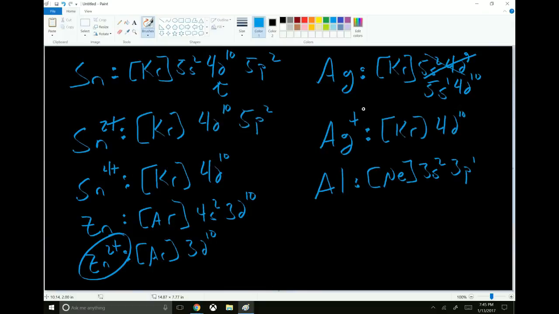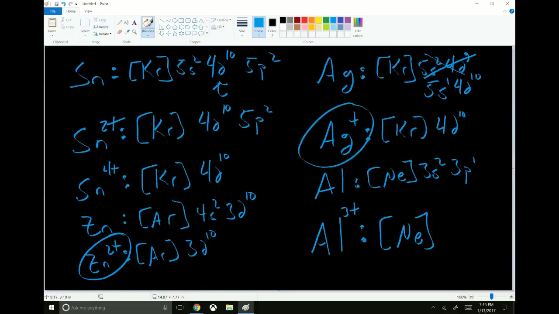It has no d electrons. All it can lose is s and p. And aluminum is slightly different. It's another sort of exception in that it only forms the one ion by losing all 3 of its electrons at once. So silver, zinc, and aluminum are special metals.